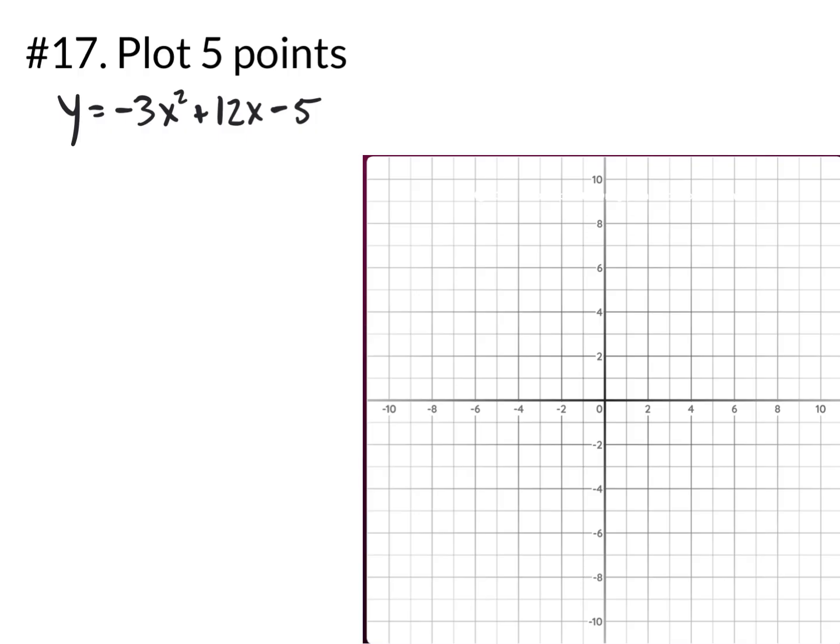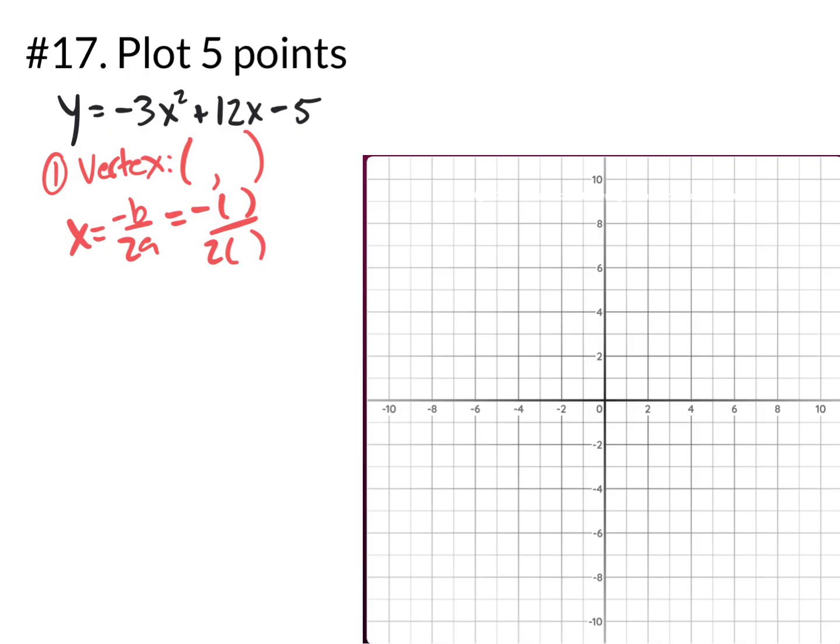First, find the vertex, which is a coordinate. How? By using the formula. X equals -b over 2a. And when you use that formula, rewrite it with parentheses. Identify your b value being 12, your a value being -3. You really have a -12 divided by -6, which is +2. So you have the vertex x value of 2.